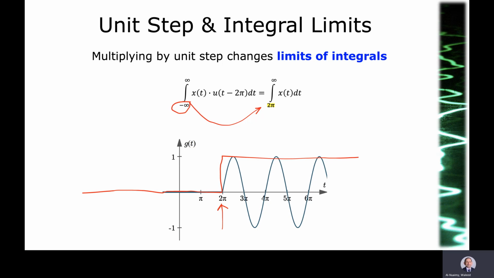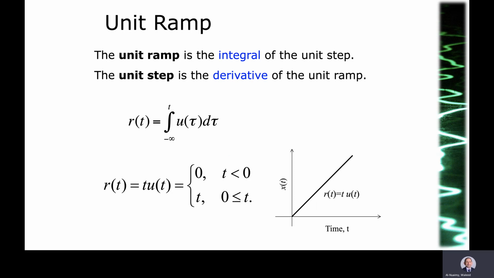Now, remember we said last week that the unit ramp is the integral of the unit step. And similarly, the unit step is the derivative of the unit ramp. So you can just think of a unit step as being constant, which is the slope of this. And the slope of this is 1, therefore the unit step has an amplitude of 1. And we've said before that t times u of t is another way of representing r of t.